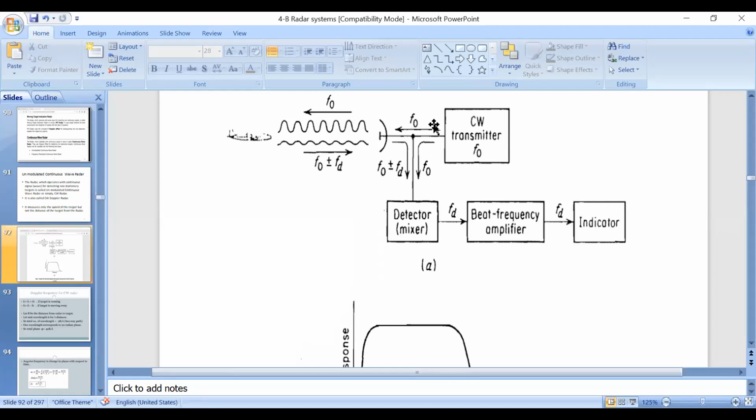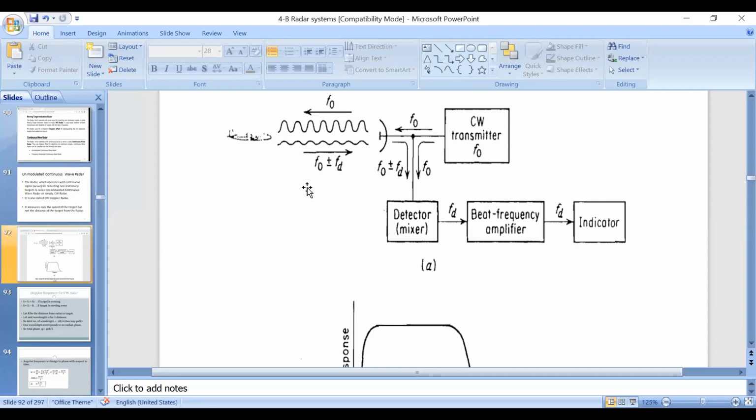As it is a continuous wave Doppler radar, it should transmit a continuous wave as an electromagnetic beam towards the target. Our target is located here. By using a continuous wave transmitter, we can generate a continuous wave which has a frequency of f naught. Now the continuous wave having frequency f naught is projected towards the target. Whenever this continuous wave with frequency f naught hits the target, obviously there is a shift in frequency. Are you getting the concept here?